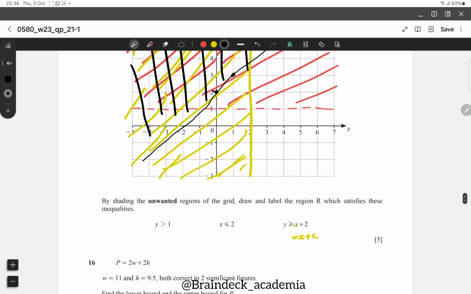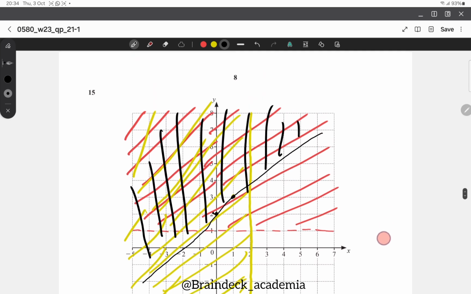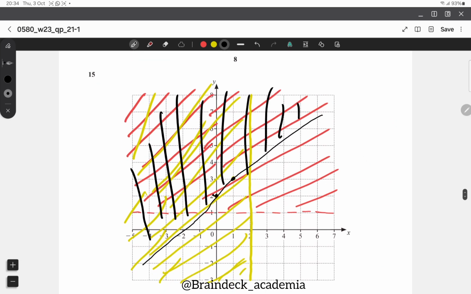So the question is for us to, by shading the unwanted region of the grid, draw and label the region R. The region R will be where the three lines intersect, the unshaded region here. So we're going to clean this part.